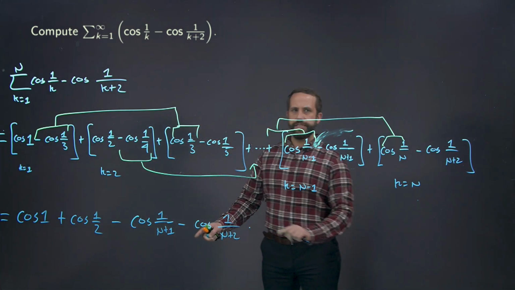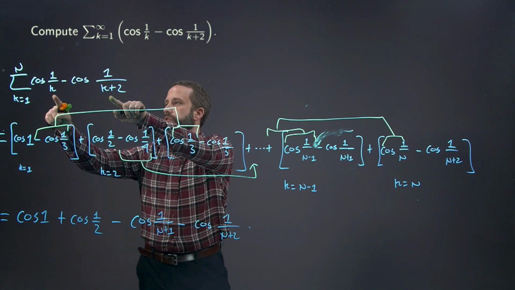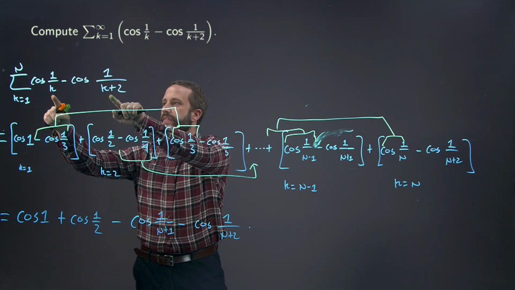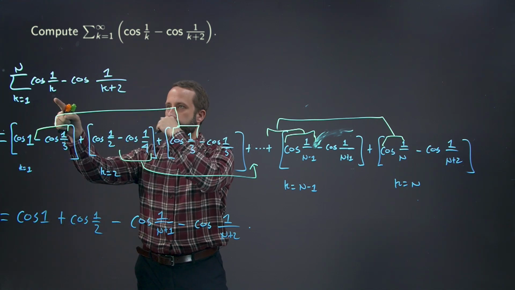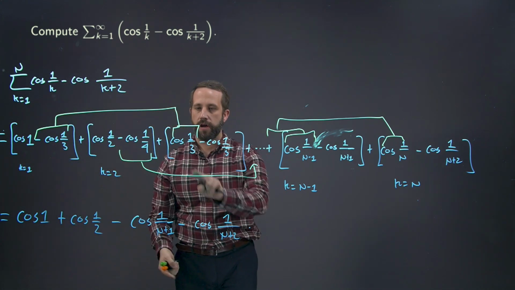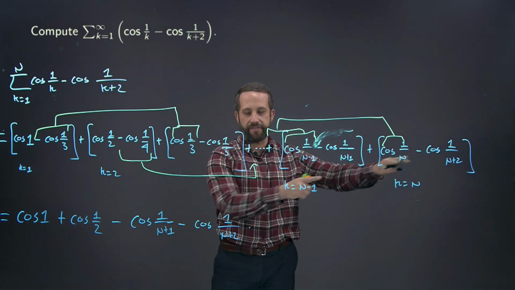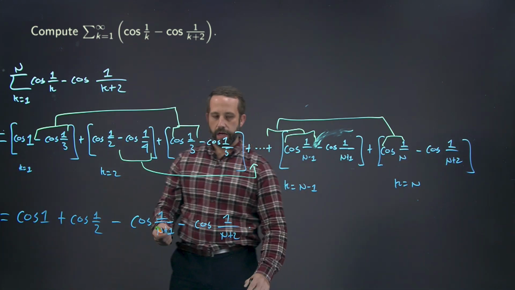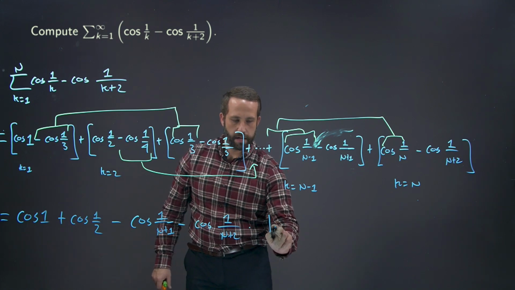Okay, and so notice that there's a difference: here we have k, and this is k plus 2. The difference is 2. In general, this is what's going to happen. If the difference was 3, it'd be cosine 1 plus cosine 1/2 plus cosine 1/3, and then we'd have the last three terms here.